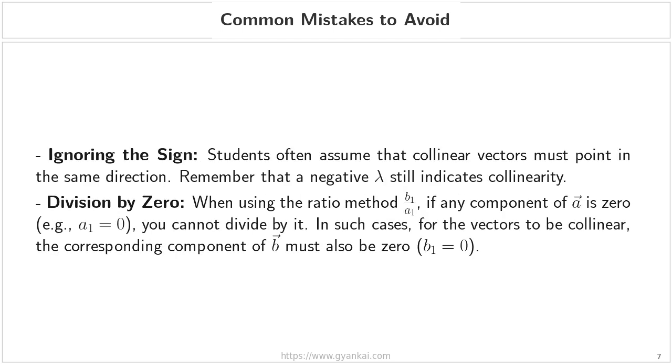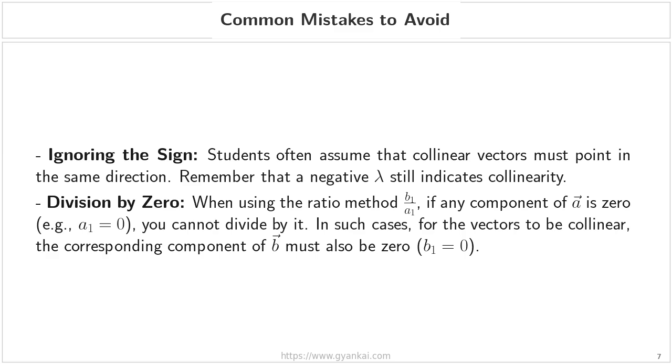Second, we need to address a mathematical constraint when using the ratio method. When you are calculating the ratio of the x components, such as b sub 1 divided by a sub 1, you must be mindful of 0. If any component of vector A is 0, for instance, if a sub 1 equals 0, you cannot perform that division. In this specific situation, for the vectors to remain collinear, the corresponding component of vector b must also be 0. You cannot have a direction in one vector that is missing in the other if they are to remain parallel.